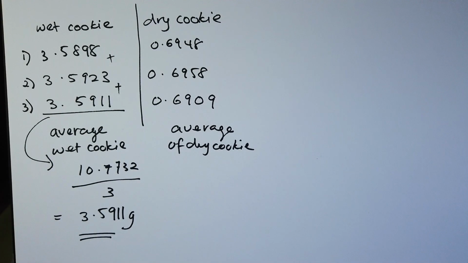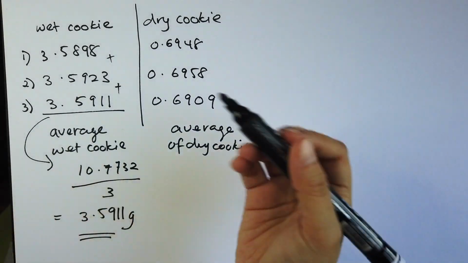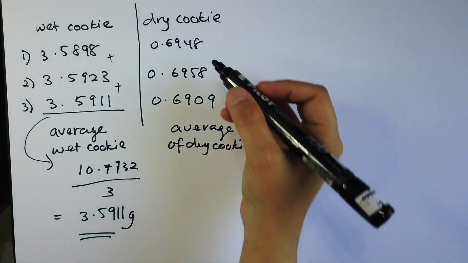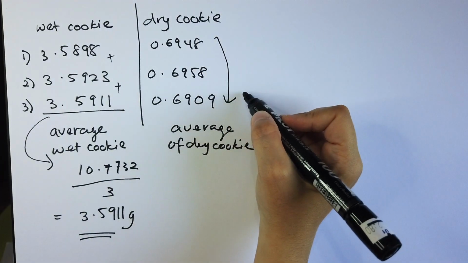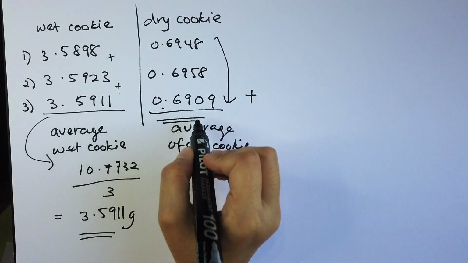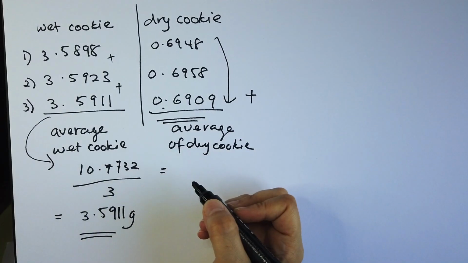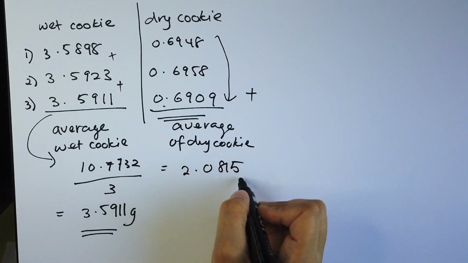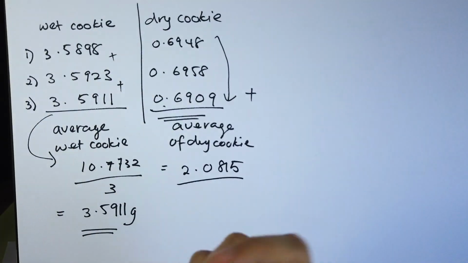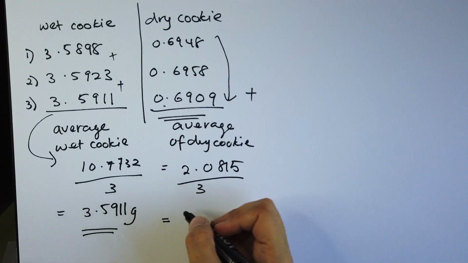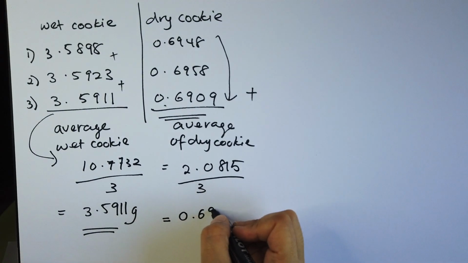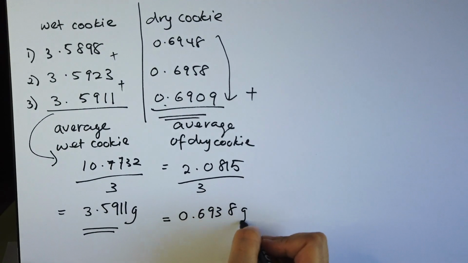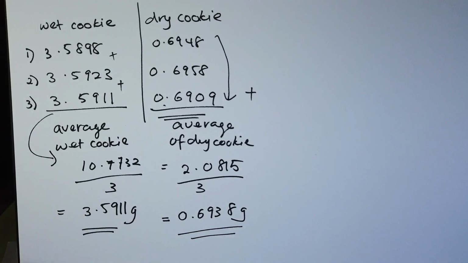Okay, this is the average for wet cookie. So we are going to find the average of the dry cookie. Same goes, we need to do the summation, which is equivalent to 2.0815. How many? 1, 2, 3. 3 experiments, right? Divided by 3, you should get 0.6938 gram for the dry cookie.